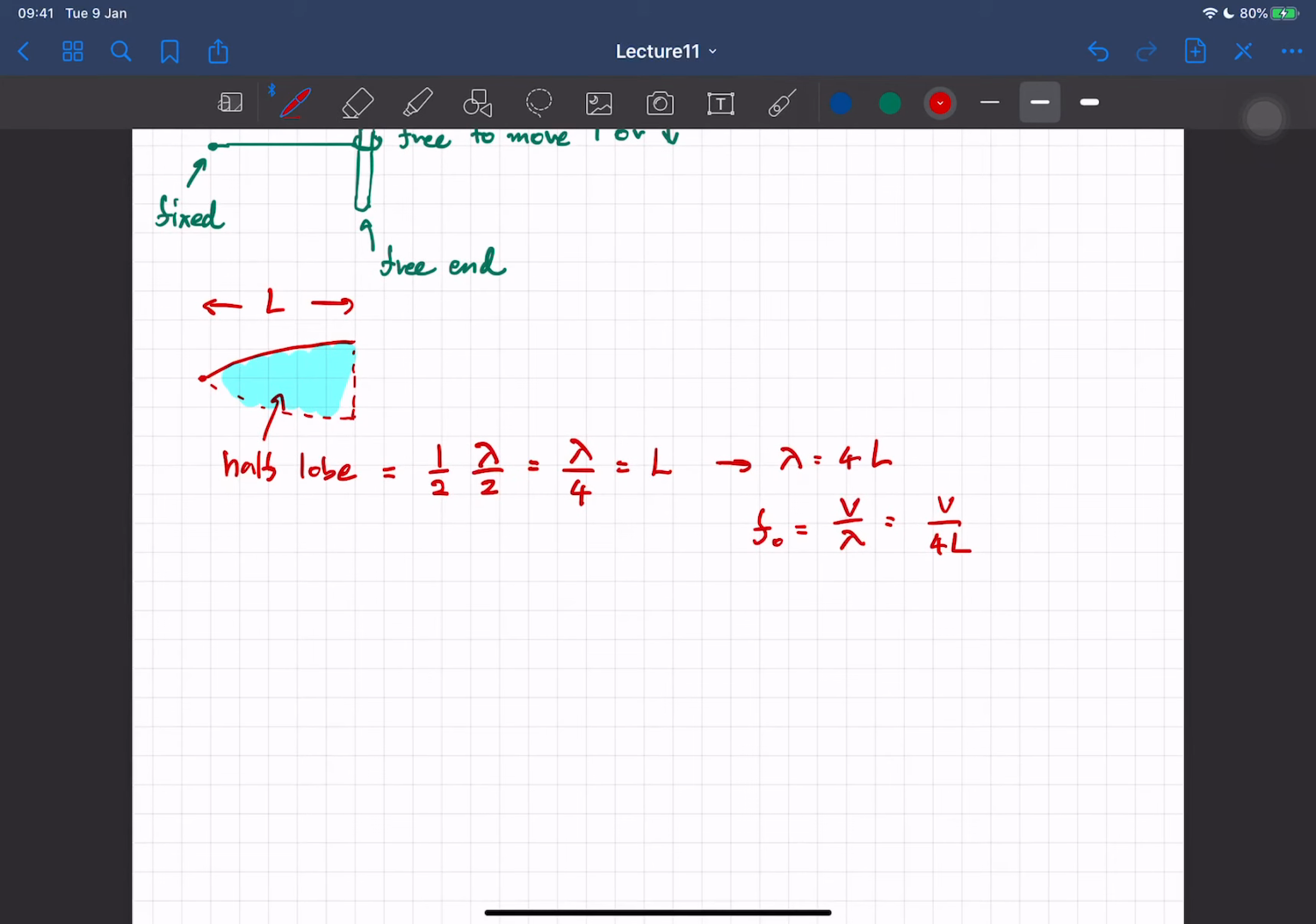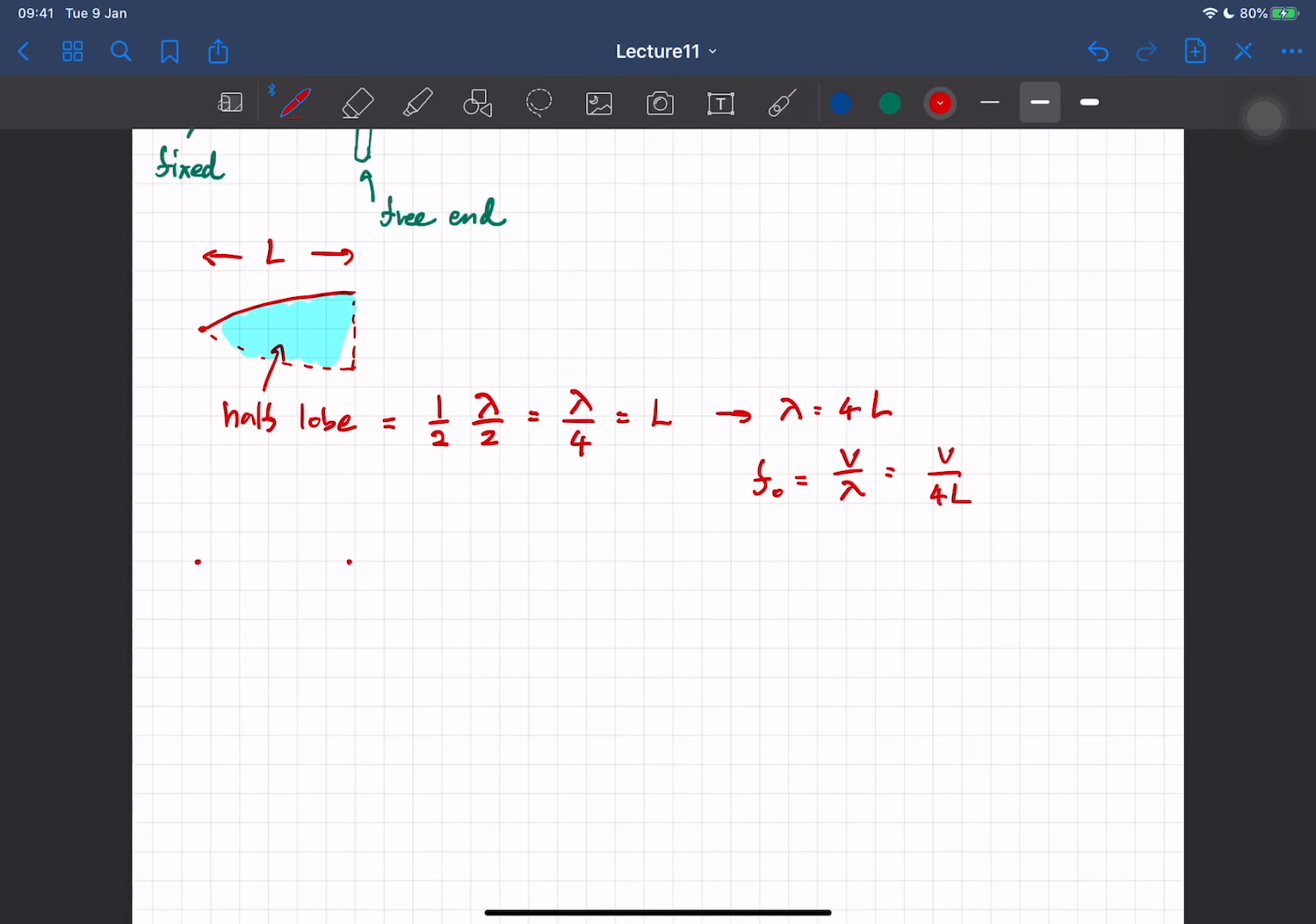And what about the next one? Well, the next one we have to draw another picture to fit this with smaller wavelength, right? So the length is the same, that's the length of the whole string, but now we have to fit in smaller wavelength with the condition at the end still the same. So it's gonna look like this.